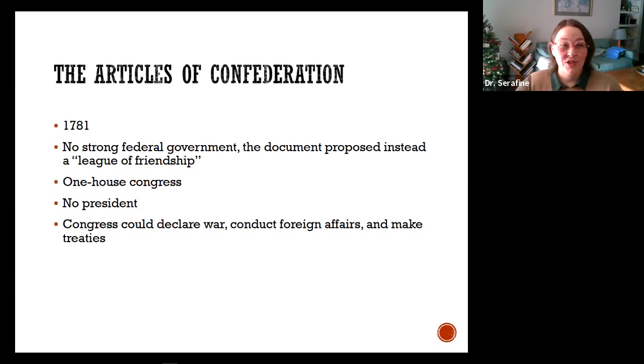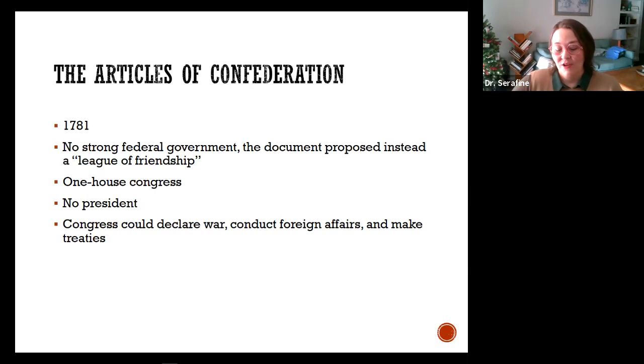What could this Congress do? It could declare war, it's a wartime document, conduct foreign affairs, make treaties. If we think about what's missing here, it already might be jumping out at you: wait a second, can Congress raise money? Can Congress create taxes? No. Again, the Congress does not have a lot of power here. Most of that power belongs to the states in the Articles of Confederation.